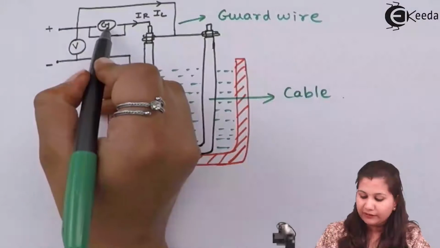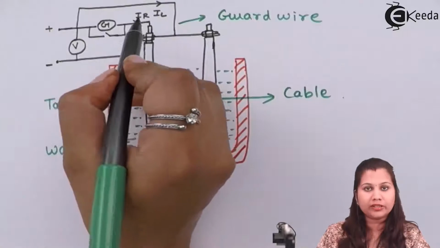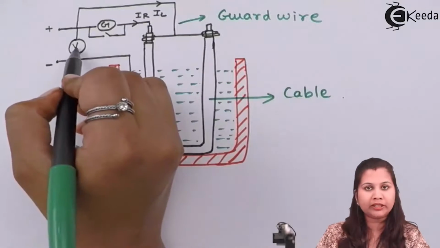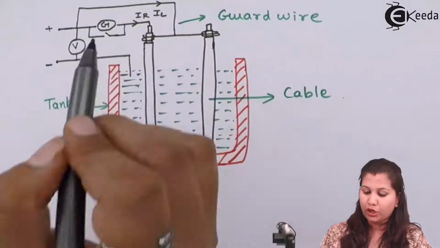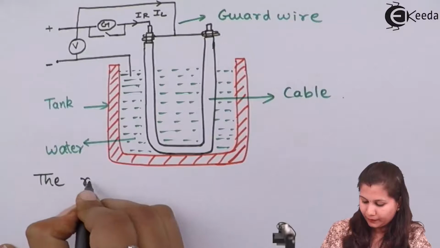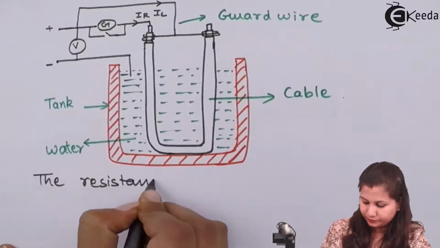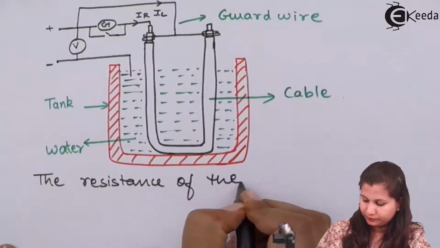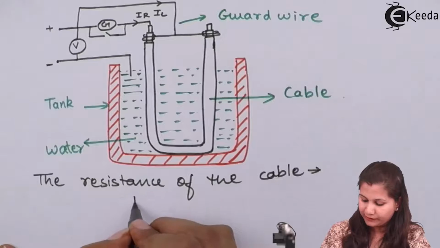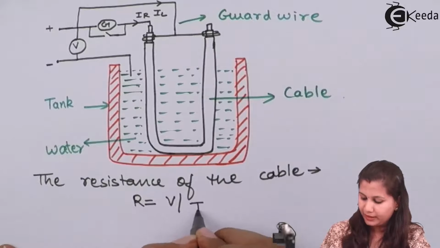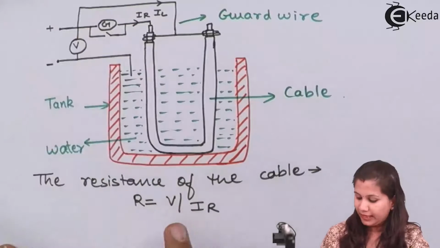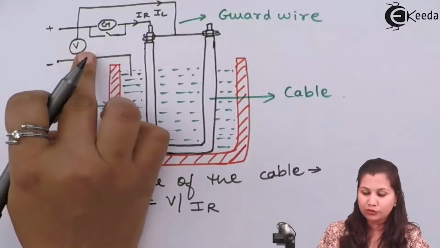First, the galvanometer is going to measure the current across this conductor, and the voltmeter is going to measure the voltage across it. So the resistance of the unknown cable is given by the formula R equals V by IR. IR is the current through this galvanometer, and V is the voltage reading from the voltmeter.